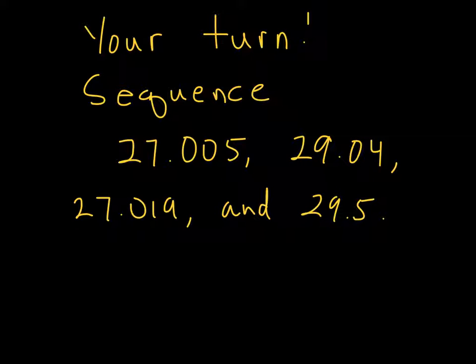Okay, it's your turn. We have a new sequence: 27 and 5 thousandths, 29 and 4 hundredths, 27 and 19 thousandths, and last of all, 29 and 5 tenths. Please make a place value chart or use the one that I sent home with you. Write the numbers down so that every digit is in the correct place, and then choose the correct sequence from Edpuzzle. Good luck. I'll see you tomorrow.